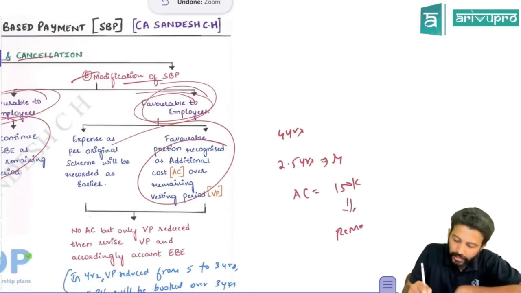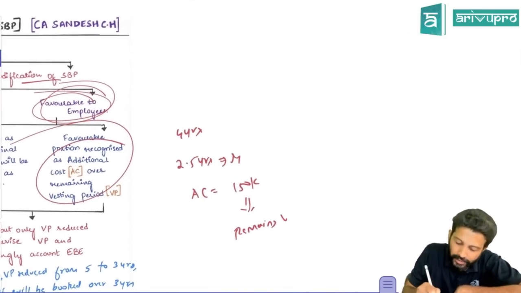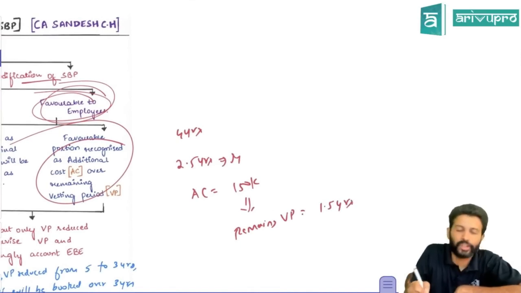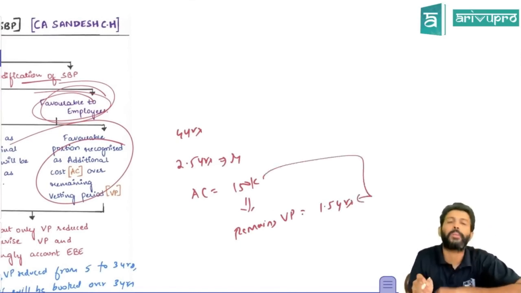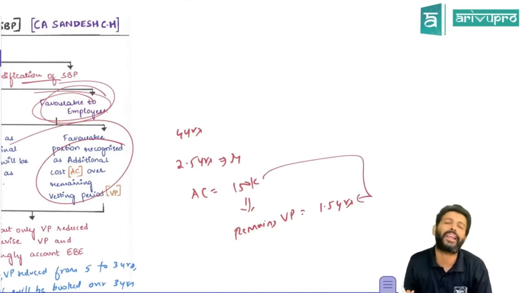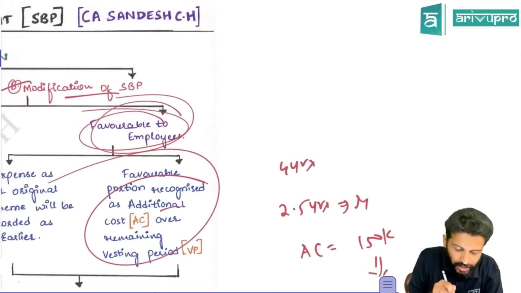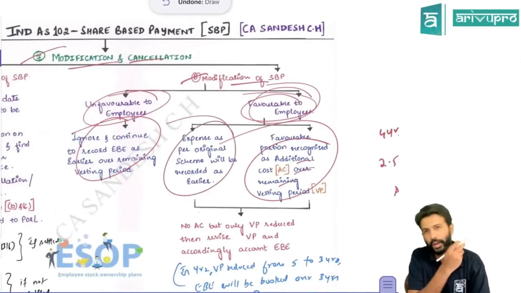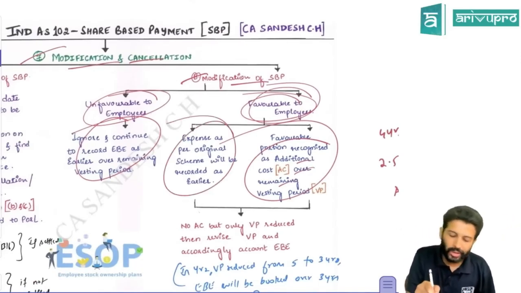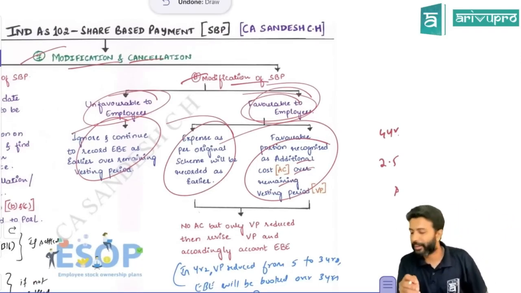The remaining vesting period is 1.5 years. In 4 years, 2.5 years is already over, which means 1.5 years is remaining. So this 1,50,000 will be amortized over 1.5 years. That's what I've written over here. Additional cost will be amortized over the remaining vesting period. On the original part, continue whatever accounting you are following. Only this additional cost, you amortize it over the remaining vesting period.